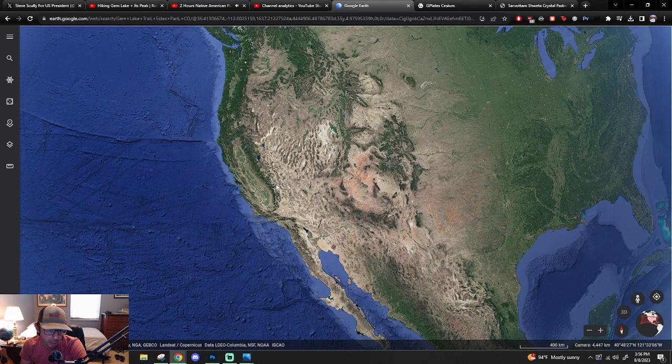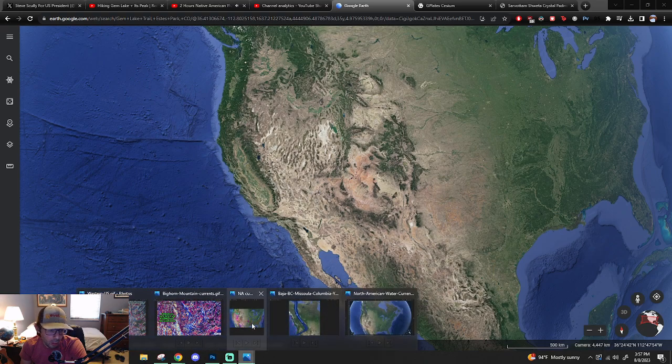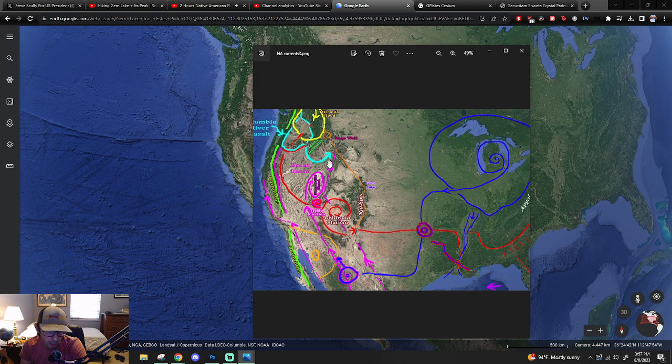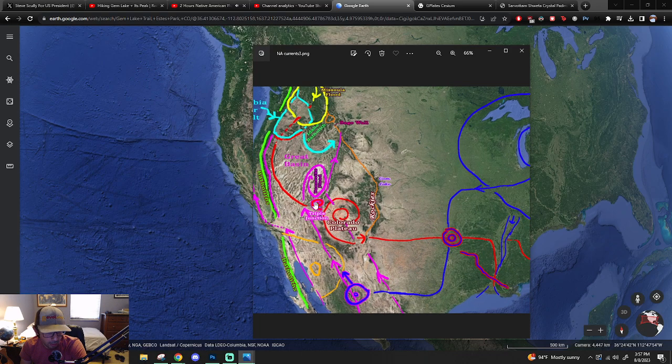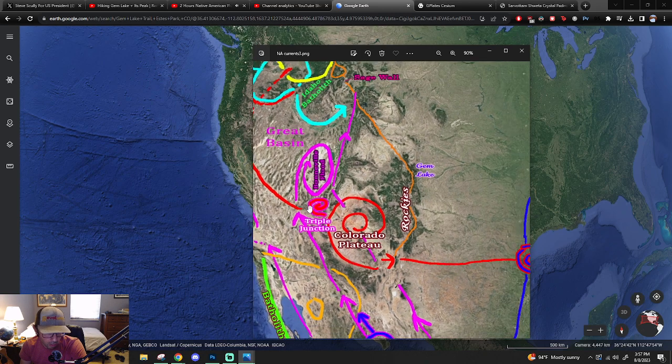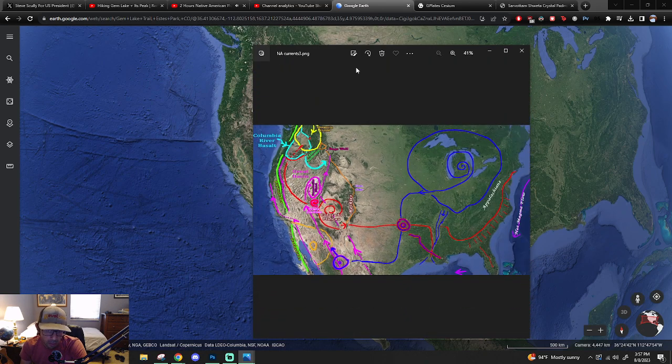And just holds this boundary and forms this snake head up here that is then visible here. Creates the Bonneville flood, the Colorado Plateau is forming, the Triple Junction forms there to the west of it. All this stuff going on.